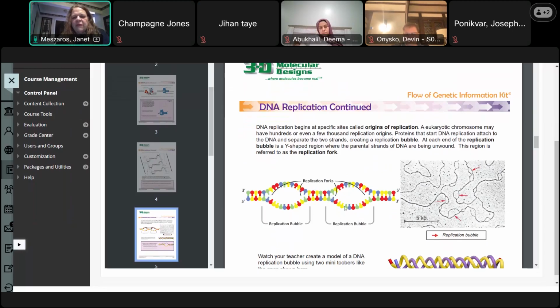Because each of these is a replication bubble, so here's one replication bubble, here's another. At the ends, they have the Ys, and they're called the replication forks. This is a replication fork. This whole thing is called a replication fork. So for this one bubble, you have 2 replication forks on the ends of the bubble. On this replication bubble, you have 2 replication forks as well.